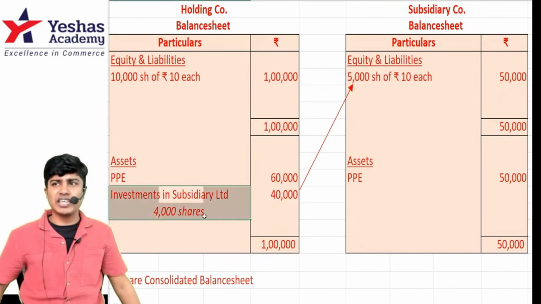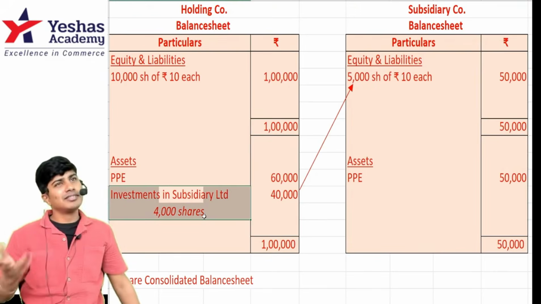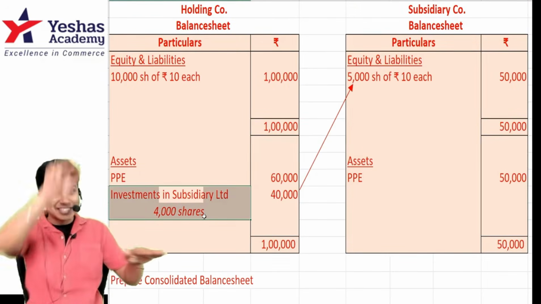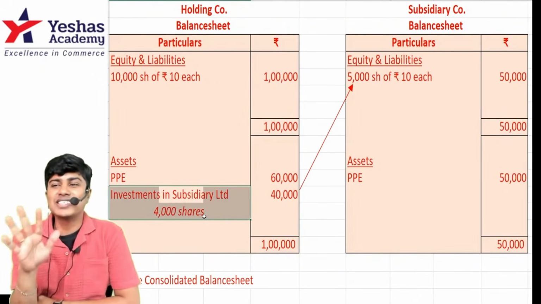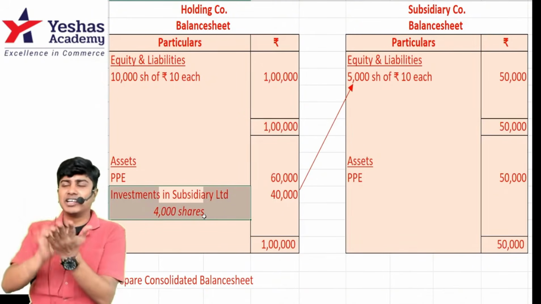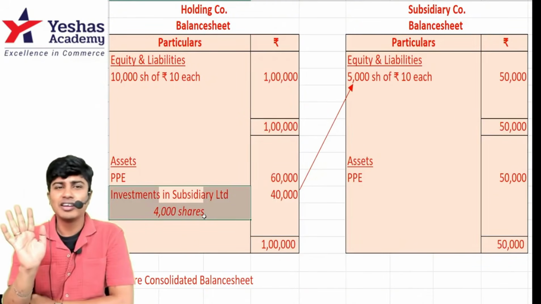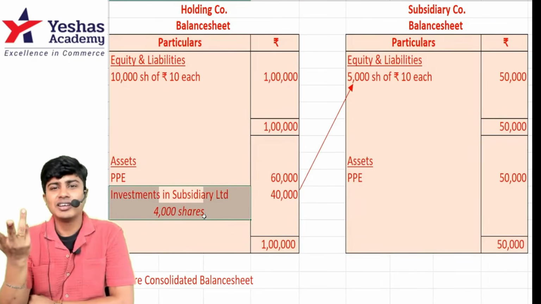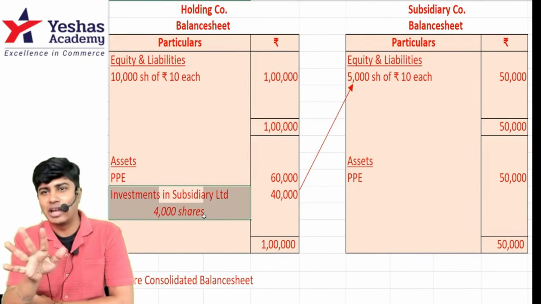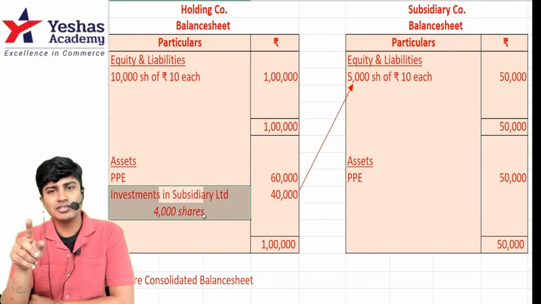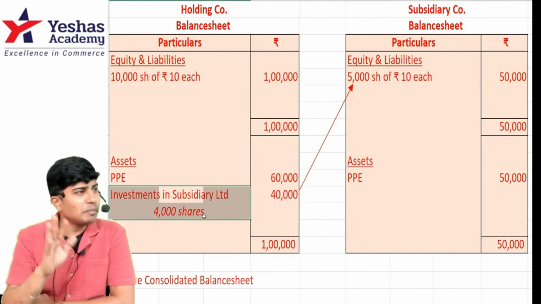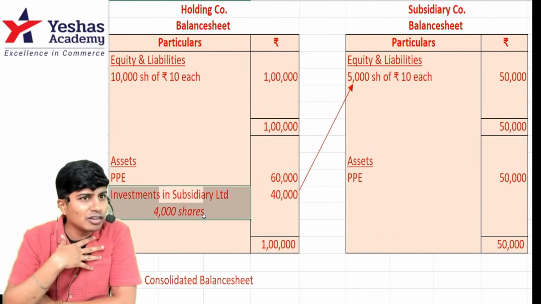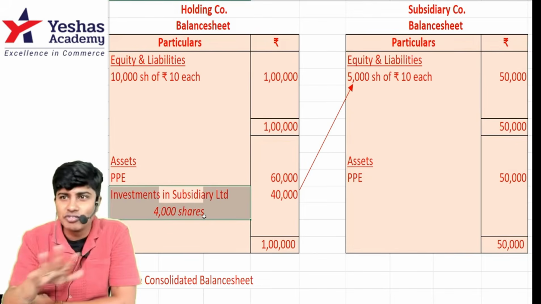So you hold 4,000 shares. Should we do consolidation or should we skip? Skip. Hey, you have 4,000 shares out of 5,000. Take your calculator. Tap it only once and it will be on. Do 4,000 divided by 5,000. Sir, I got 0.8. 2 into 100. 80% is more than 50%. You have control. Assume that there is no severe long-term restrictions.